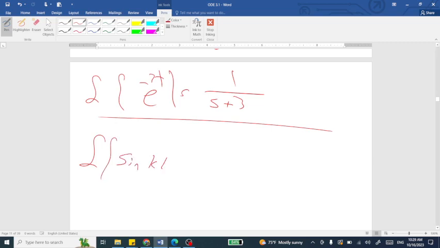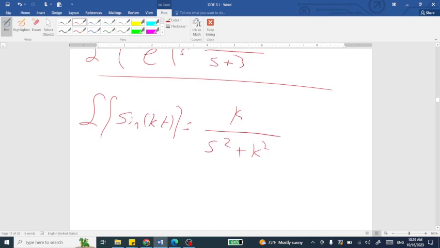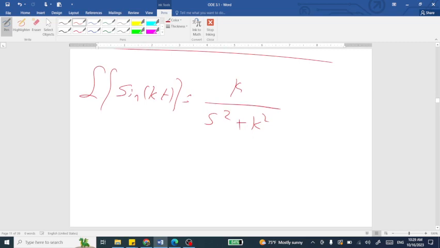Sine kt, so k is important for us. The Laplace of sine kt is k over s squared plus k squared. Can you give me an example? Yes, just apply the rule again. The Laplace of sine 2t is 2 over s squared plus 4. Easy.